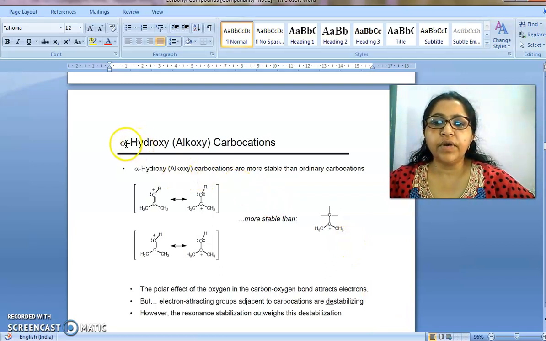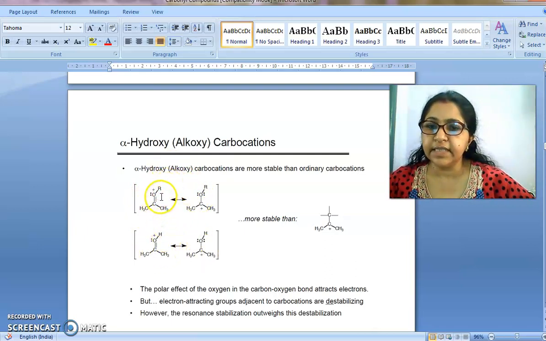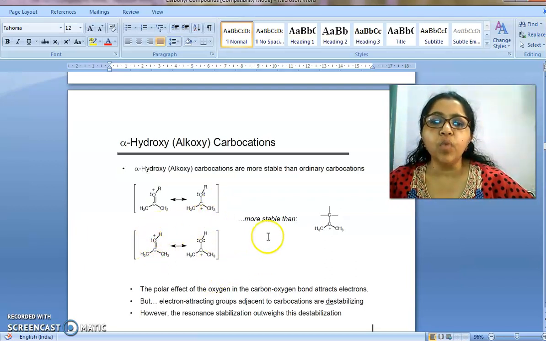Now, what is alpha hydroxy or alkoxy carbocation? This is alkoxy, this is hydroxy. Why is this alkoxy? Oxygen is bonded to an alkyl group, so we have a carbon which is bonded to an alkoxy group, and here we have the carbon with the positive charge bonded to a hydroxy group. These two are more stable than a tertiary carbocation.